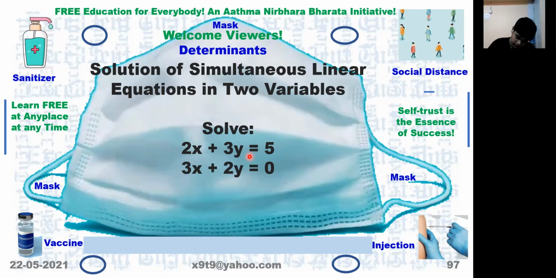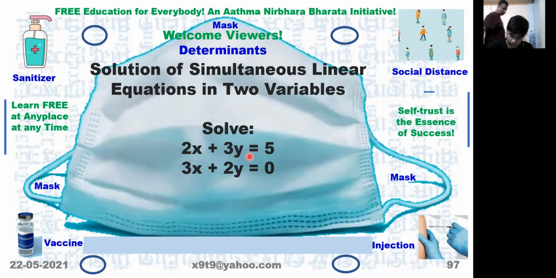Now we should find delta x. Let delta x be equal to, we should take the constants and coefficients of y. First column 5 and 0, then second column 3 and 2. See, the x coefficients we are replacing by the constants, and that one we call delta x.